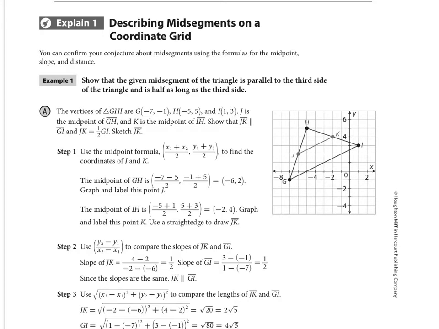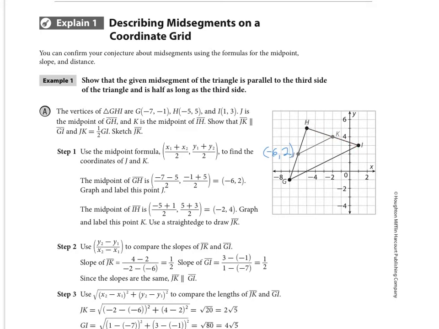J, we're told, is the midpoint of side GH, and so we can calculate those points for GH. The midpoint is -7 plus -5 all over 2, or -6, and -1 plus 5 all over 2, or 2. So that's going to be point J. Let's go ahead and write those points on the coordinate plane just to keep our work organized here. So that's -6, 2.